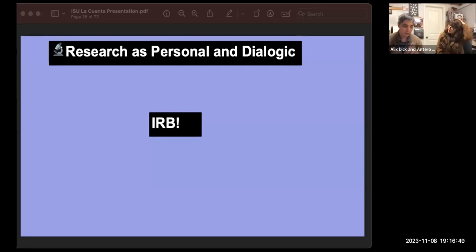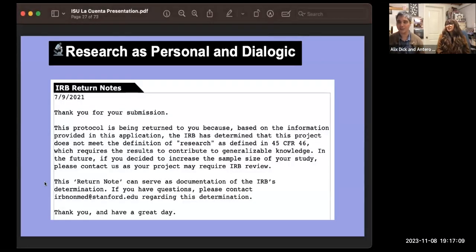And so I wrote up the full IRB, saying we're going to be doing this kind of dialogic research together. I mean, the Stanford IRB doesn't know the word plática, but we talked about how we're going to be engaging in these conversations together. We're going to be exploring identity. The number of participants is one. And when I turned that in, this is the response I got back on July 9th, 2021.